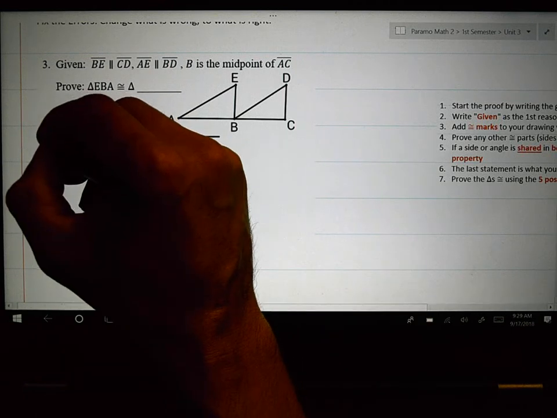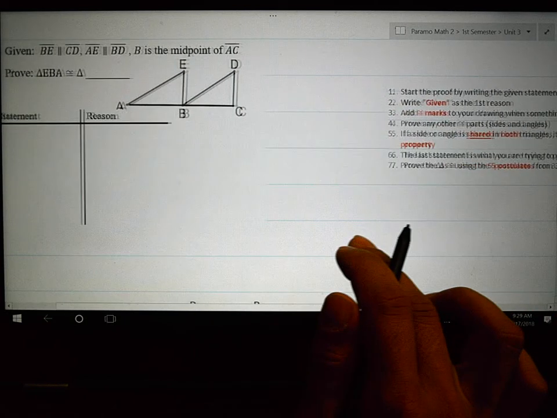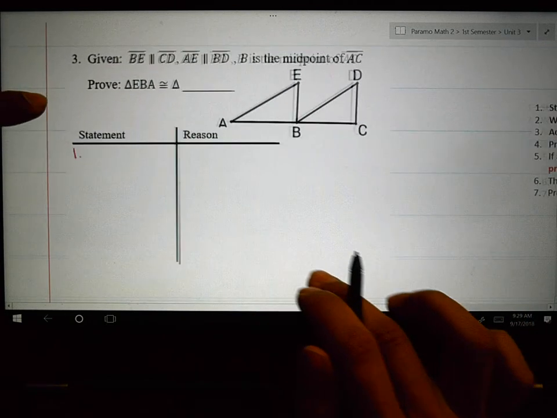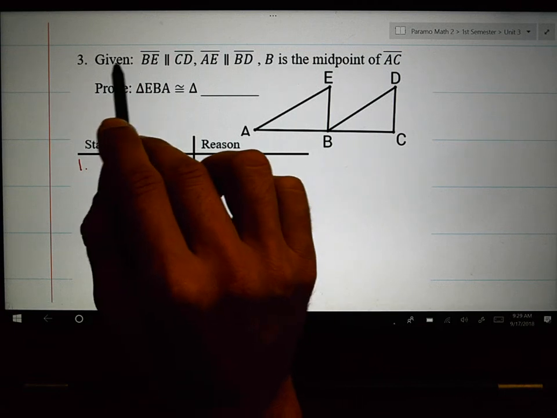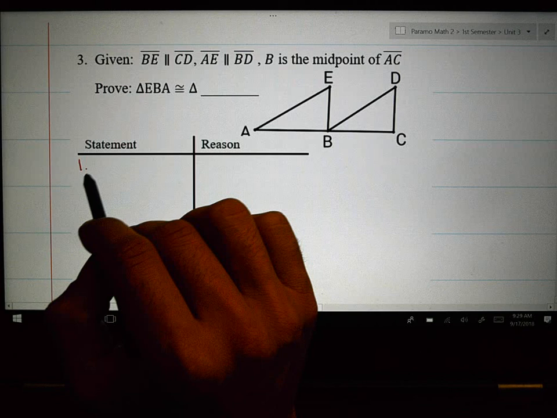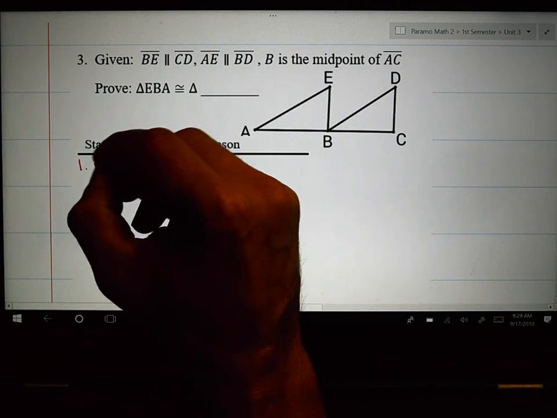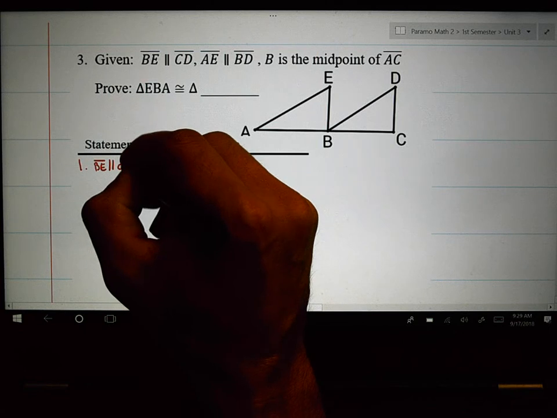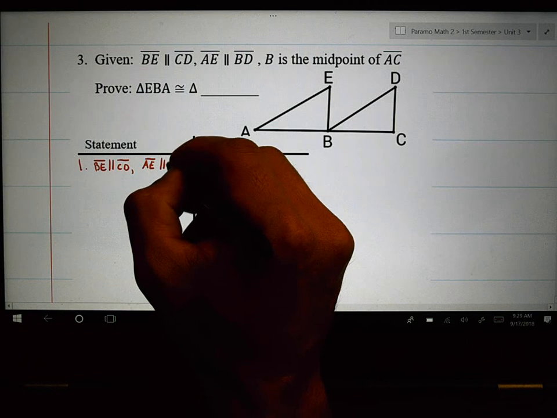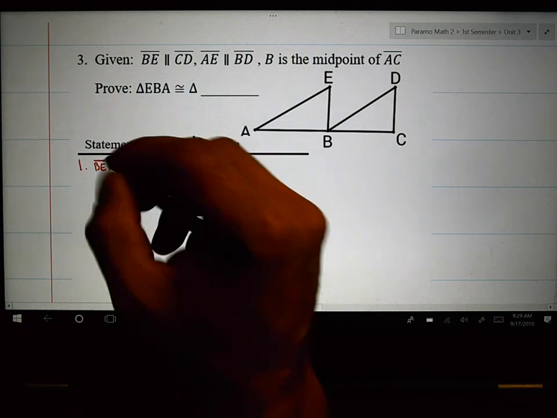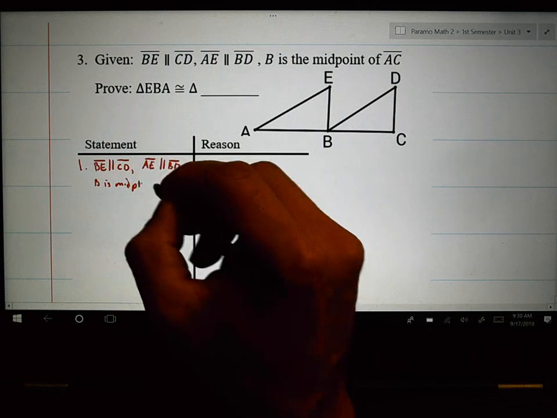The first statement that we always make. I'm pretty sure you know what we're going to do with the first statement. We should all be experts in this by now. Whatever follows the given statement is what we copy down for our first statement. So what am I going to write down for number 1? Segment BE is parallel to segment CD. And segment AE is parallel to segment BD. That's what that means. And lastly, B is the midpoint of AC.